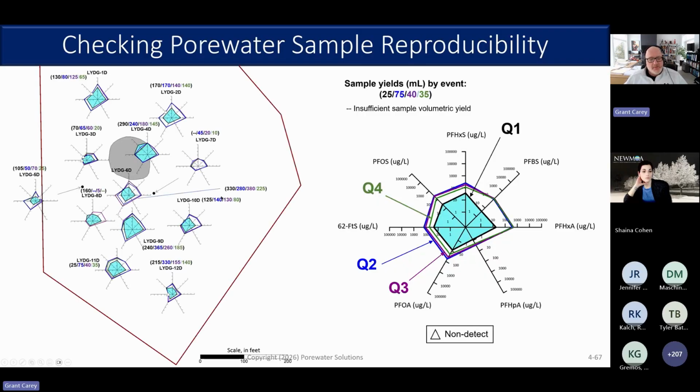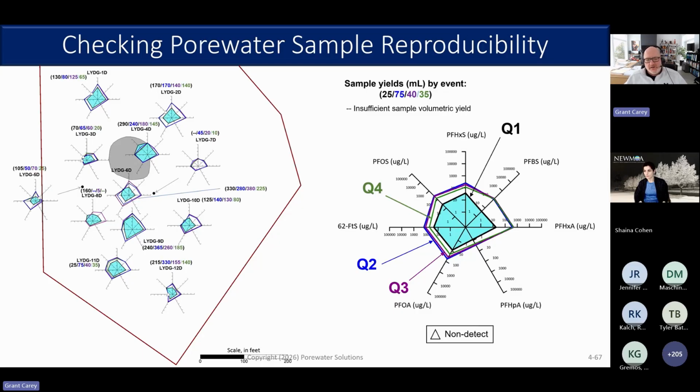And when we plot them on the map, we can see same thing with all these lysimeters. Quarters 2, 3, and 4 are all pretty similar. Quarter 1, though, for the most part, is less. Not so much for PFAS, but certainly for the other compounds. PFAS is this axis up here to the top left. So we can see, okay, maybe that first event's not representative, but quarters 2, 3, and 4 are.